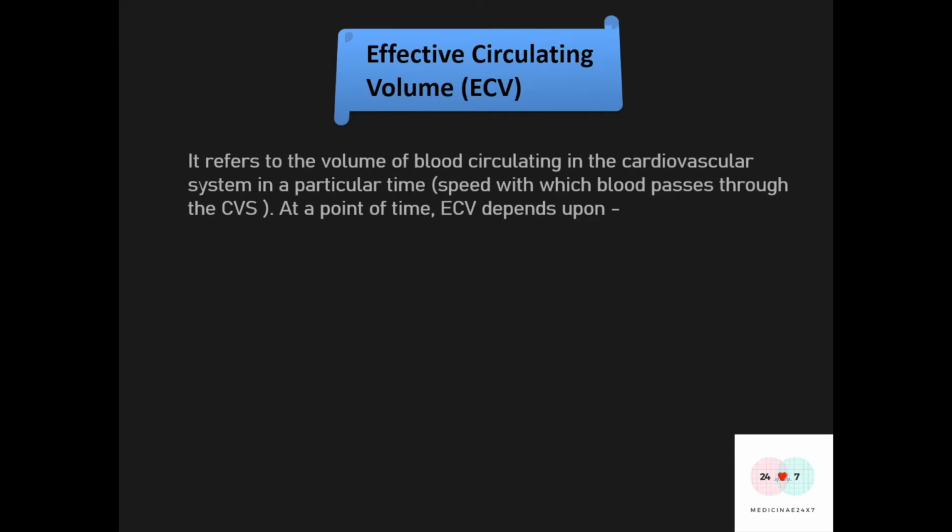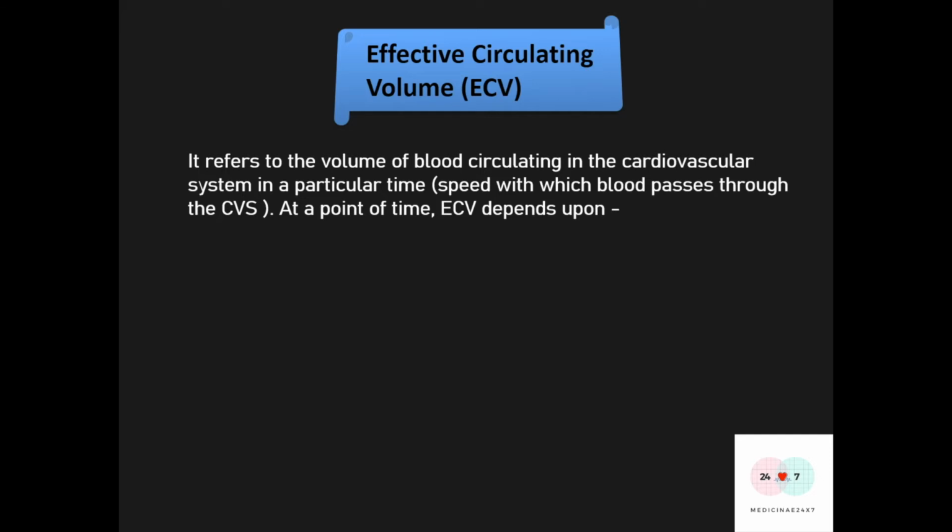In the previous slide, we mentioned something called effective circulatory volume. So what is ECV? ECV is the volume of blood circulating in the cardiovascular system in a particular time, and it is basically the speed with which the blood passes through the vasculature of the body.